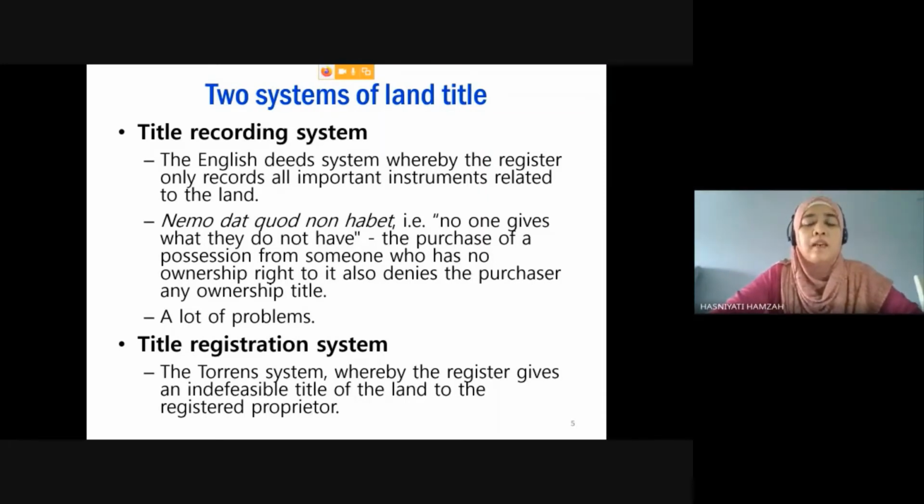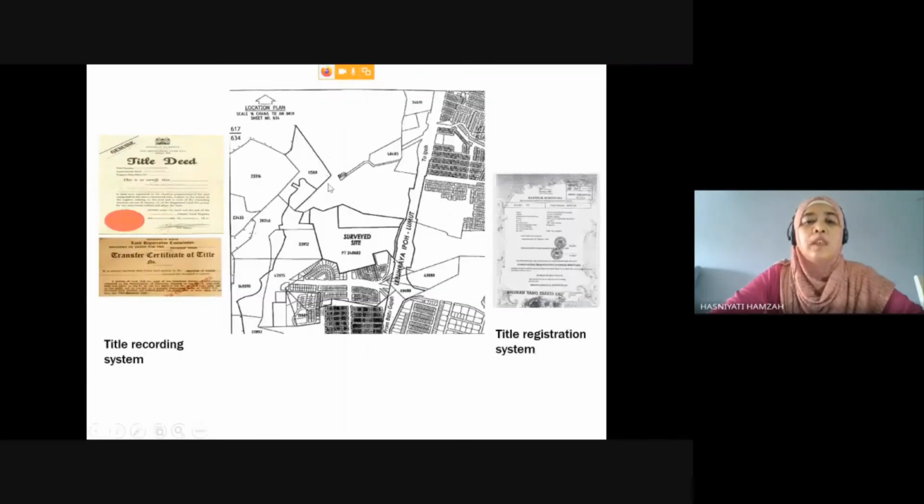Okay, so what are the three principles that I was talking about just now? In a Torrens system, there are three main principles that make the title registration system a good system compared to the title recording system. I will show you in the next slide what the three principles of the Torrens system are.